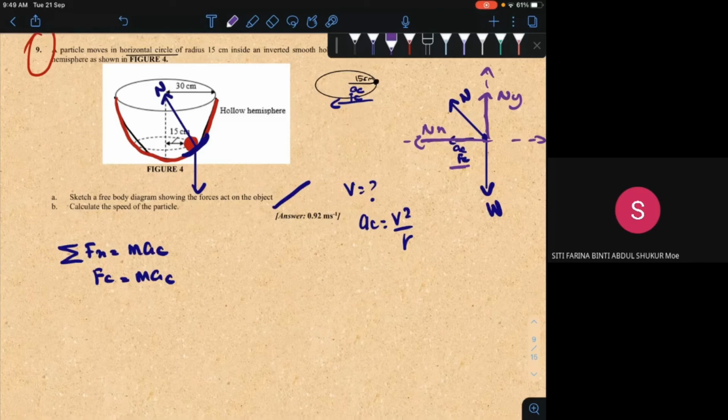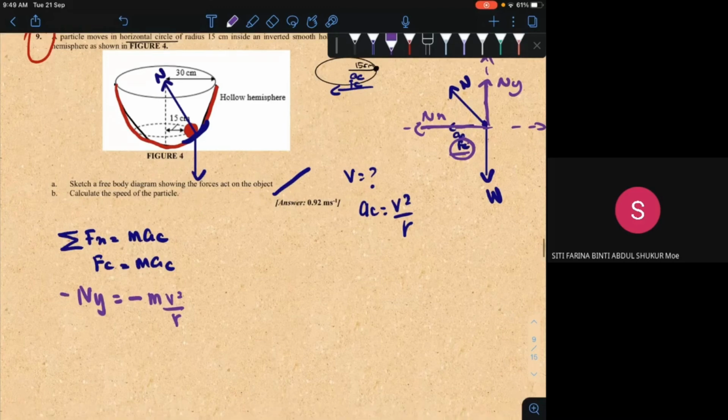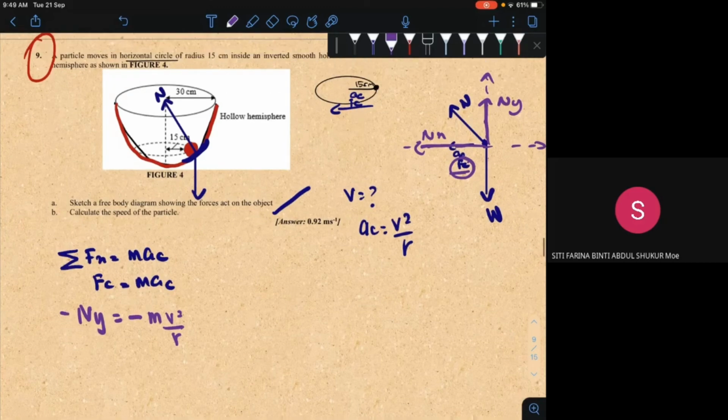So the forces that contribute to the centripetal force adalah normal along x ke kiri negatif sama dengan m AC ke kiri juga negatif, m V square over R sebab kita nak cari V. So saya substitute terus. Okay, so N along x dekat sini adalah kena tahu theta because you nak resolve dia. So kena cari theta here. Okay, macam mana nak cari theta?